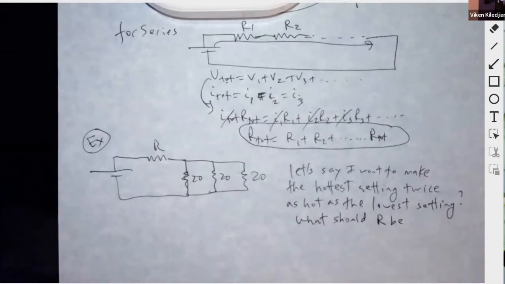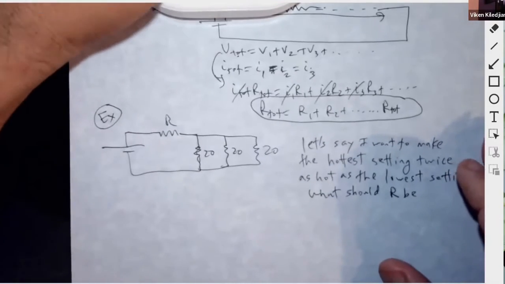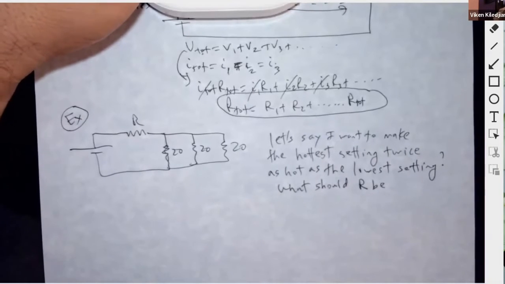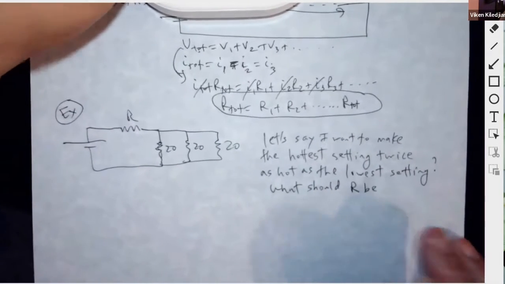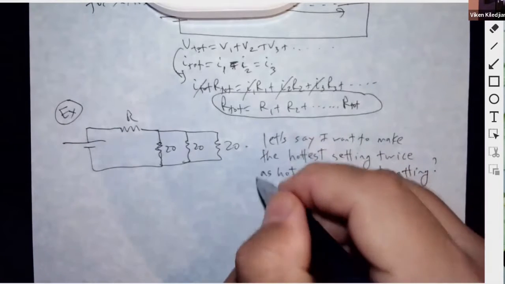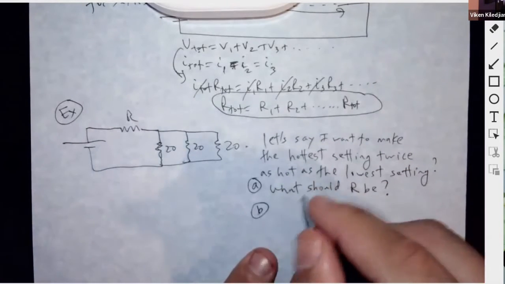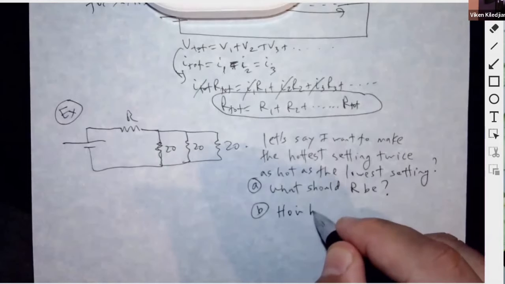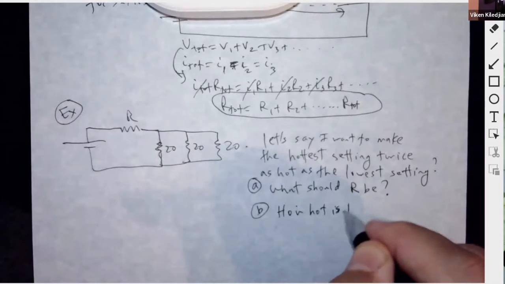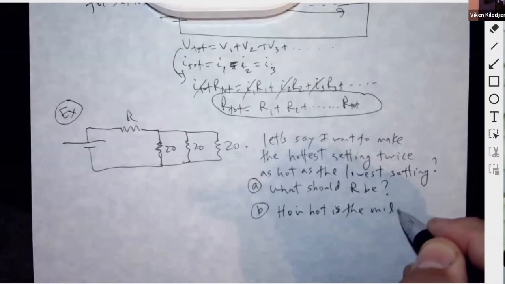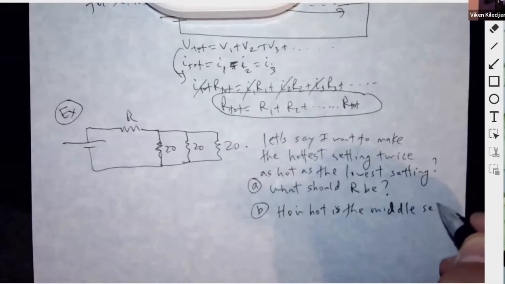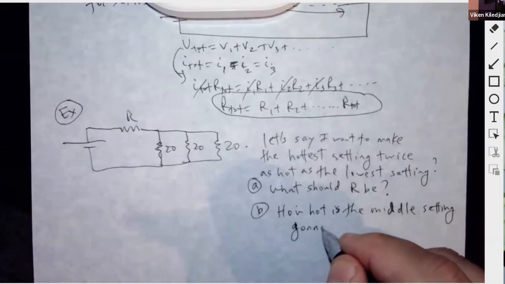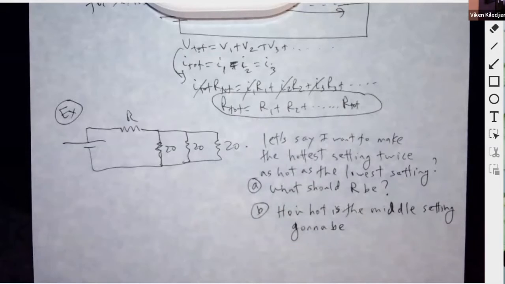So I'm relating it back to the heating pad question. Let's say I want to make the hottest setting twice as hot as the lowest setting. What should R be? So that could be question 1. And then B, how hot is the middle setting going to be? How hot is the middle setting?